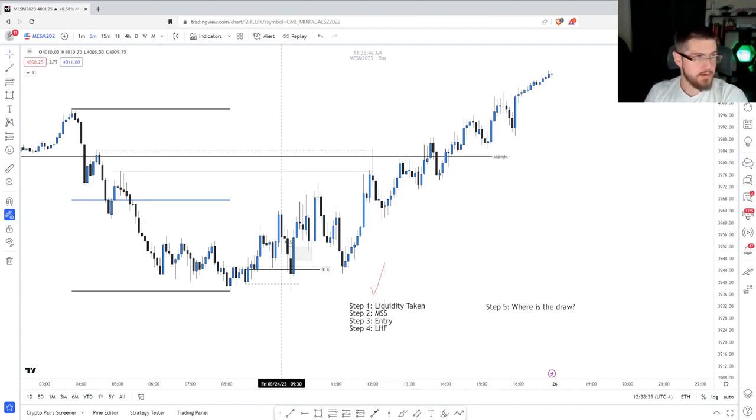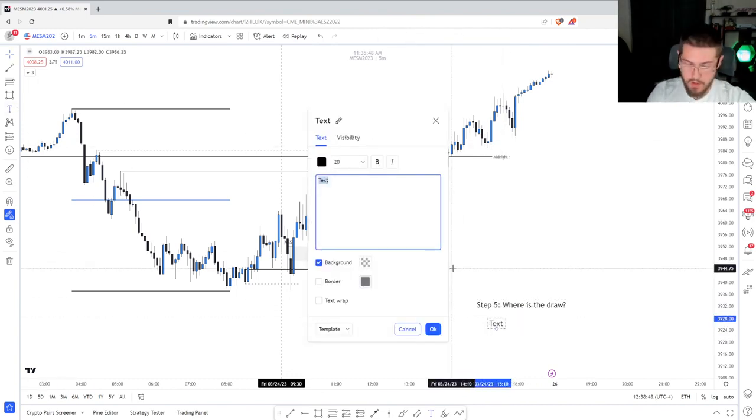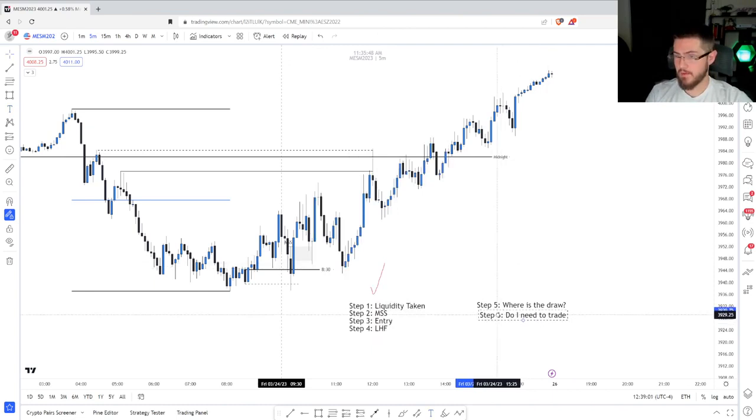That's pretty much everything I wanted to go over with you guys. Well, I guess we can put this into words a little bit more. So step 5, where is the draw? I would establish that and ask, do I need to trade? This is really where you get to the point and say, okay, do I really need to keep trading?